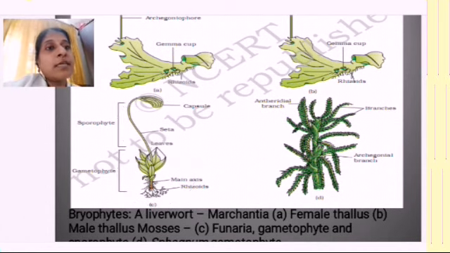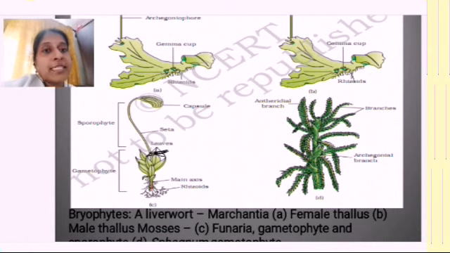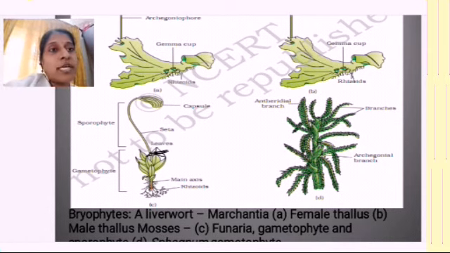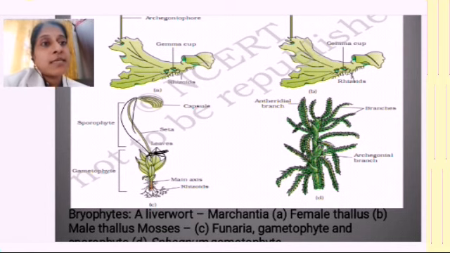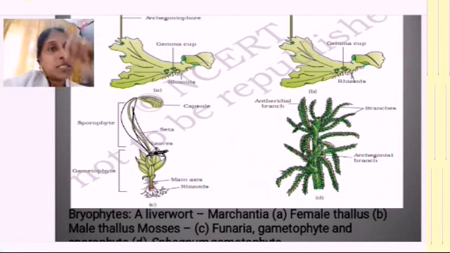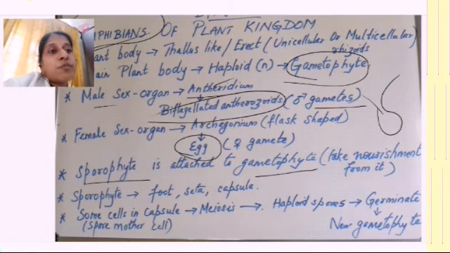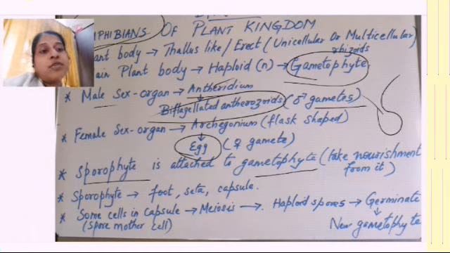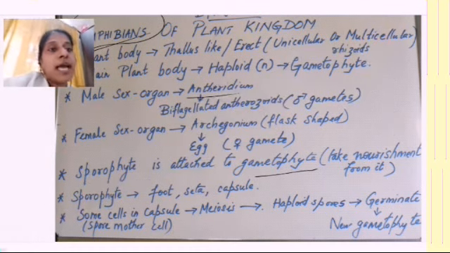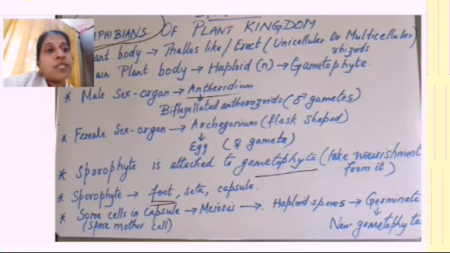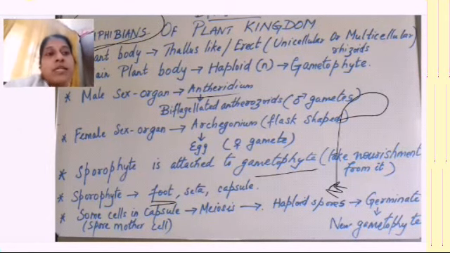You can find the foot. Foot means what? The structure through which it is getting attached, we call it as foot. Seta is this part, the stalk-like structure we call it as seta, and the capsule. So when you see, the sporophyte is made up of what? It is made up of foot, seta, and capsule. So sporophyte is made up of foot with which it is attached, seta is the long one, and the capsule. That is the structure of the sporophyte.